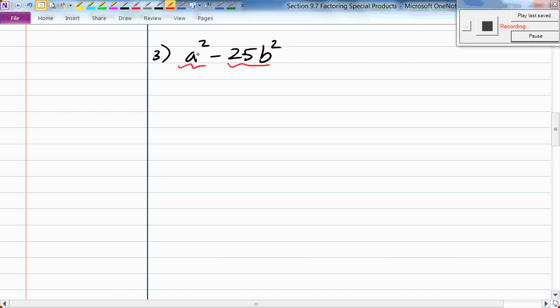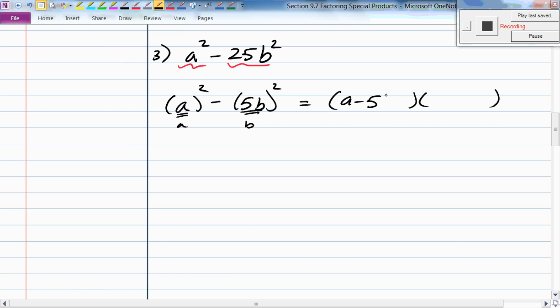What am I squaring to get a squared here? A, I just put a in parentheses squared. What number do I need to square to get 25? 5, and then I need to square the b, so 5b all squared. So that part is the a, and that part is the b. So what's my answer going to be? A minus 5b and a plus 5b. Very good.